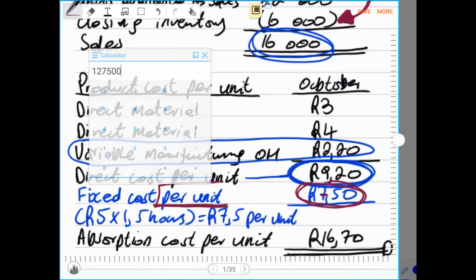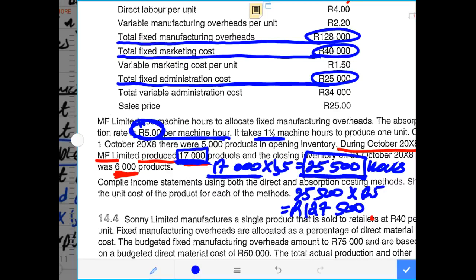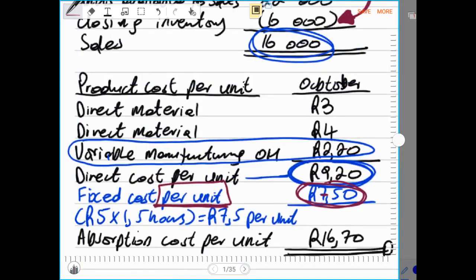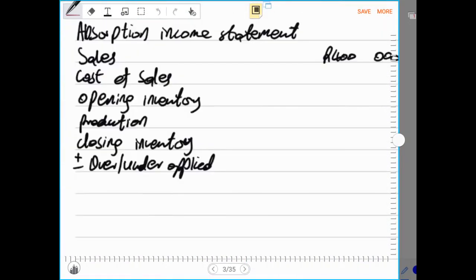So if you use per unit, you multiply by the number of units. But if you use per hour, you multiply by the machine hours. Take note of that. That is why I took the 5 rand per machine hour and multiplied that by the total machine hours to manufacture 17,000 units. Please be mindful of that. It is very crucial for you to understand how to calculate this using all the types of units.